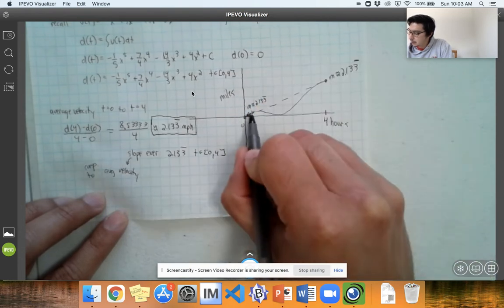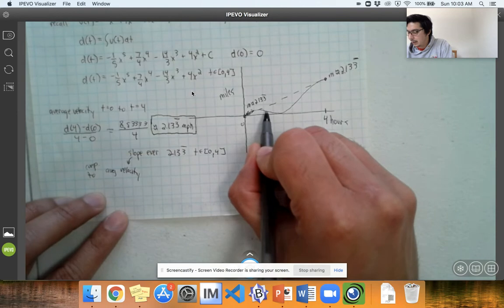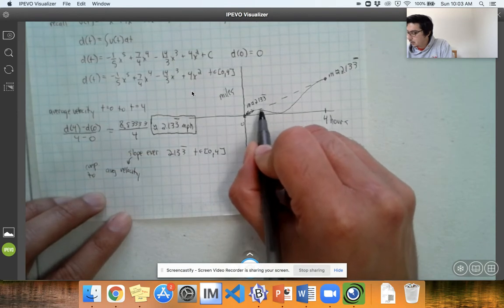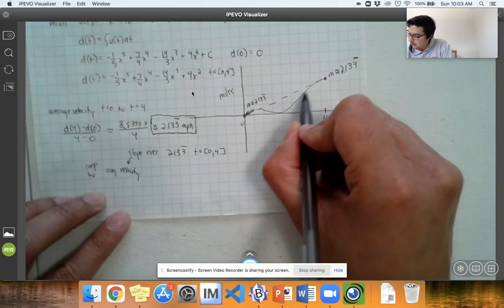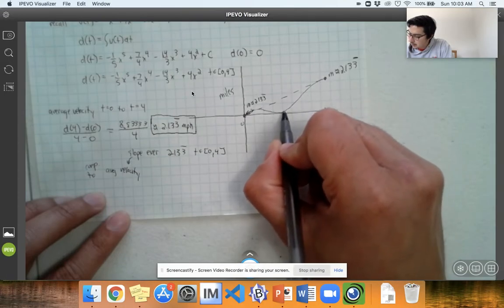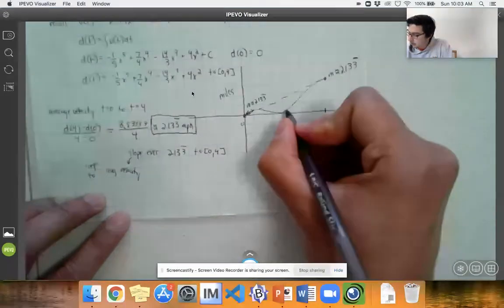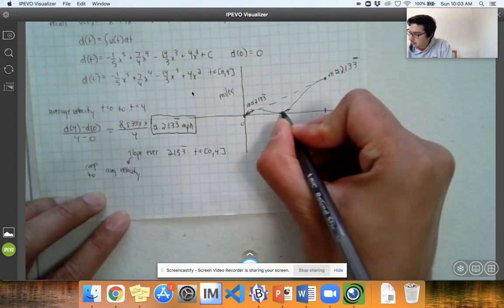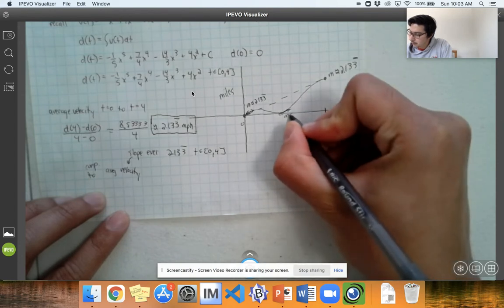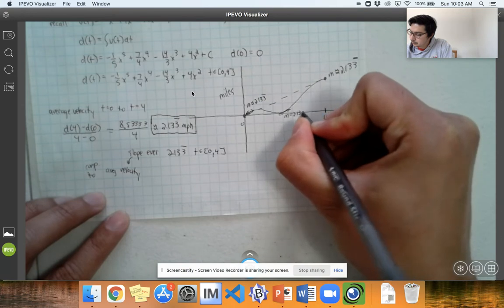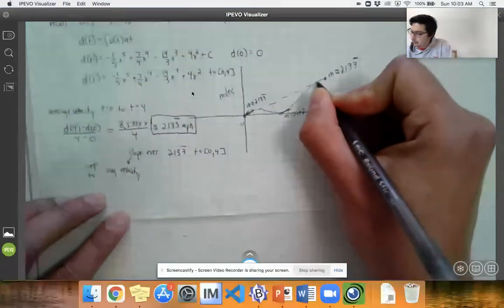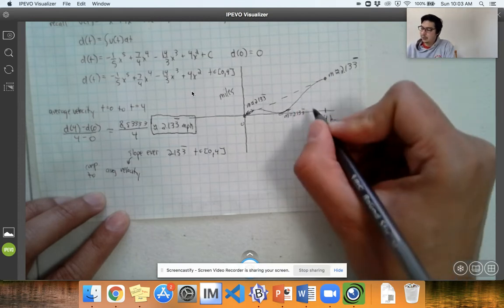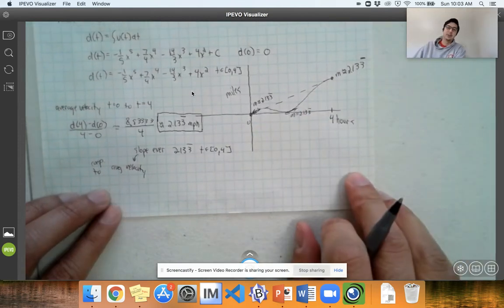And it looks like the slope is leveling out. Those would never happen because those are negative slopes here, negative velocities. And then as it starts rising, at some point when it's rising, it might have had a slope of 2.133 as well. So notice that we also got it to happen 2 times.